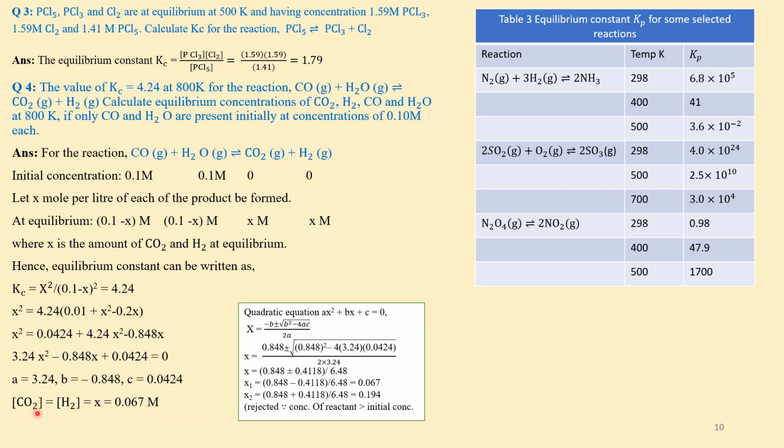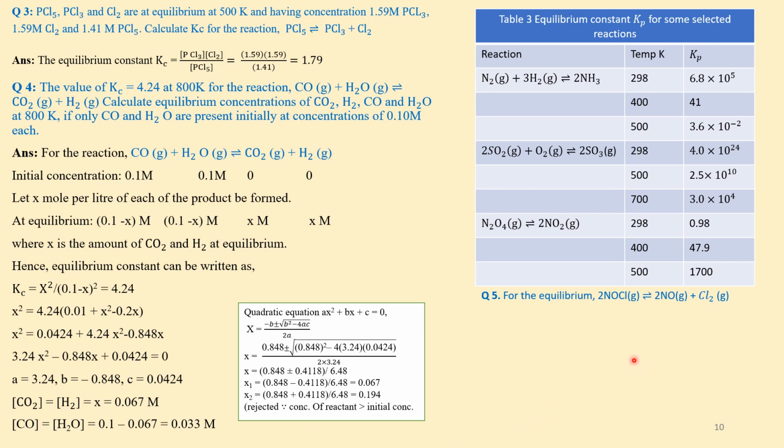Therefore, the concentration of CO2 equals the concentration of H2, which are the products, equals 0.067. And substituting the values for reactants, we get the concentration of CO and the concentration of H2O as 0.033. We will take the next question.